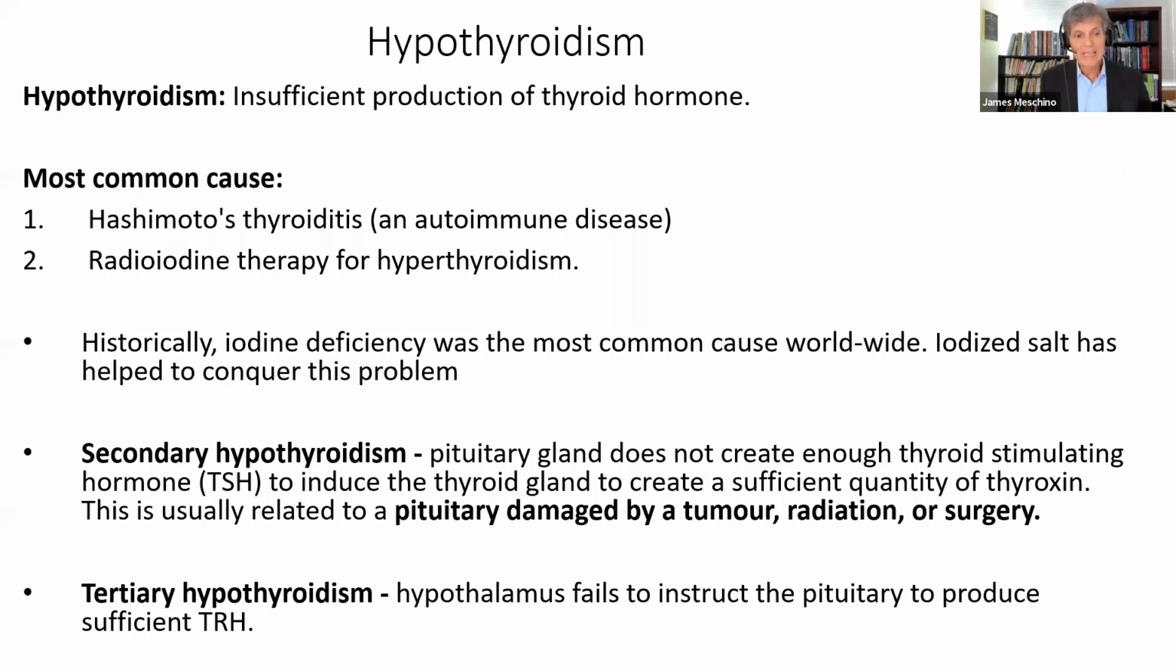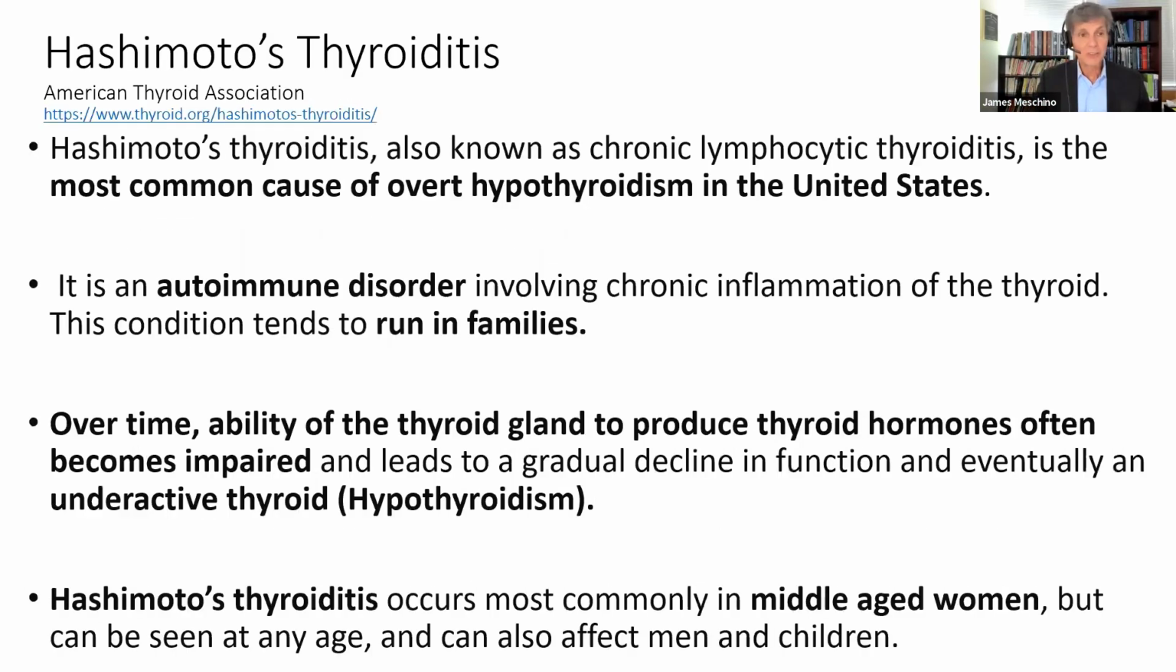You can have secondary hypothyroidism if the pituitary gland is not able to secrete TSH because it's damaged by a tumor or radiation or surgery. And you can have tertiary hypothyroidism if the hypothalamus doesn't secrete thyrotropin-releasing hormone to the pituitary gland, again, through tumors, radiation, surgery.